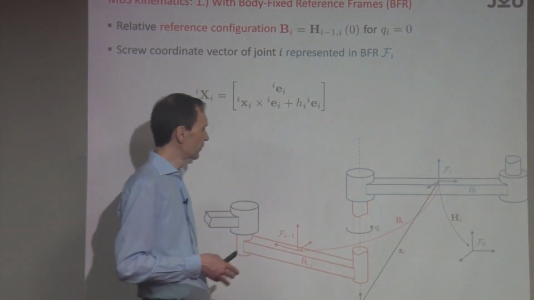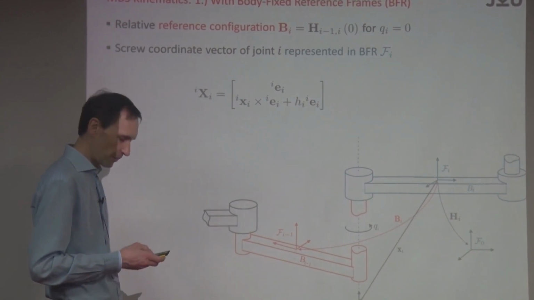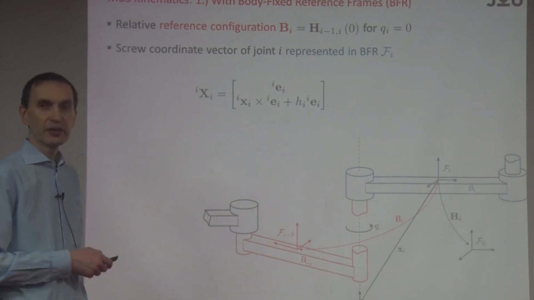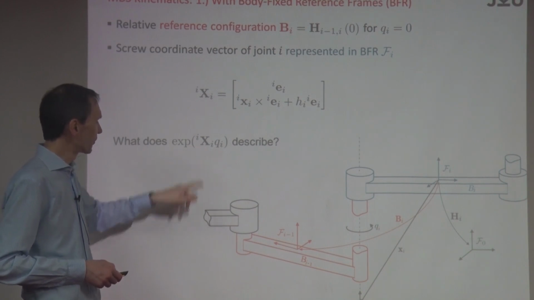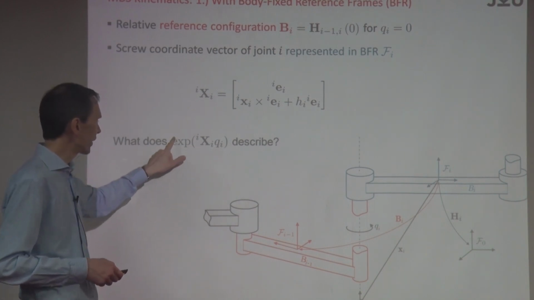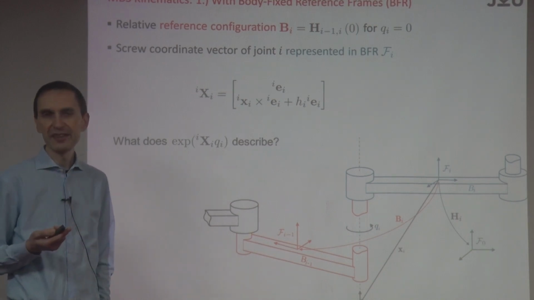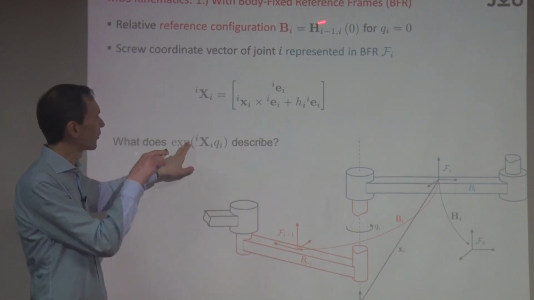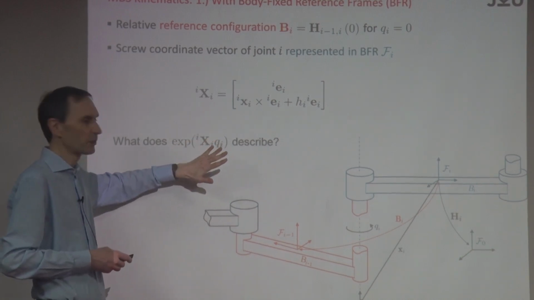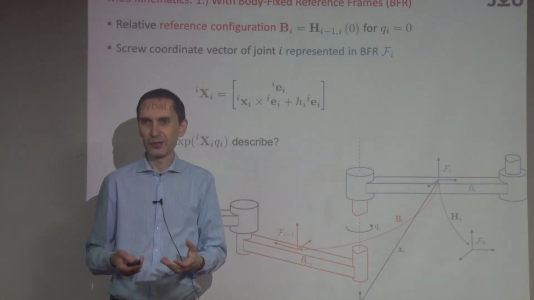So this is the general thing. And that's it. Good, fine. If I plug this into the exponential, what does it actually describe? What does the exponential of this screw coordinate tell me? What does it tell us? First of all, look at this one. I didn't talk about this. Just what is the exponential of the screw coordinate defined in this way telling you?